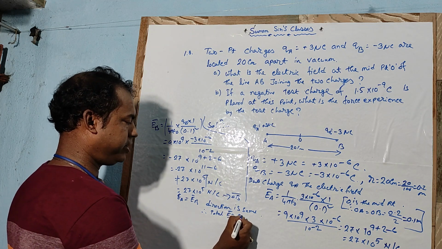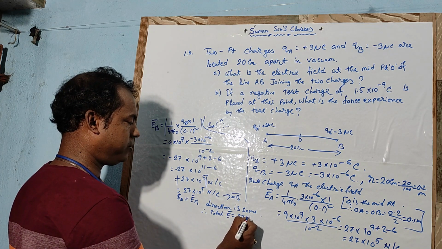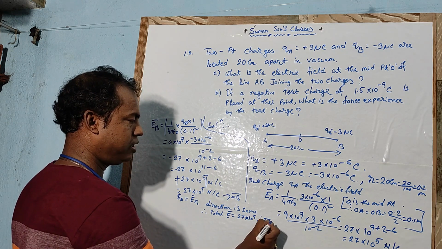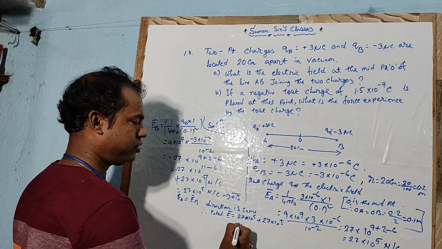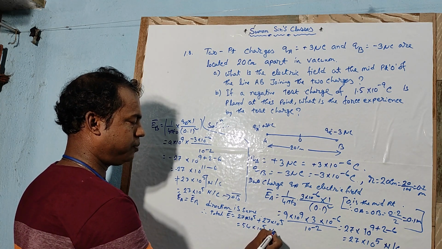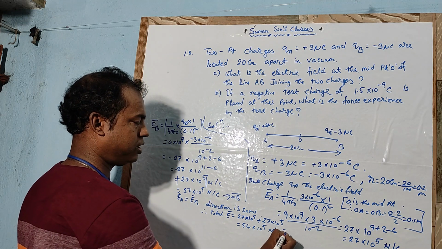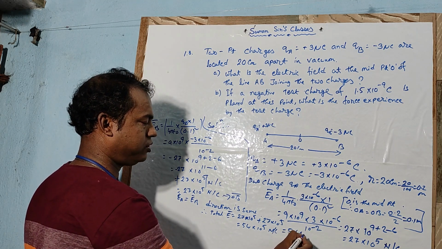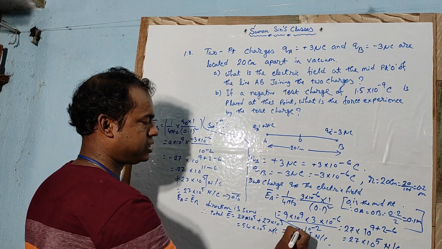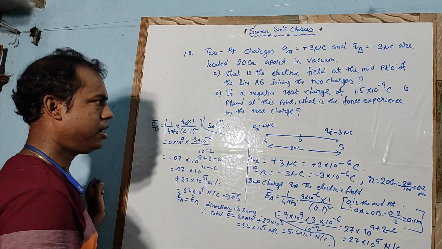Total E equals EA plus EB. So it may be written in the form 27 into 10 to the power 5 plus 27 into 10 to the power 5. That is 54 into 10 to the power 5 Newton per Coulomb. So that is 5.4 into 10 to the power 6 Newton per Coulomb. So this is the answer of the first one.